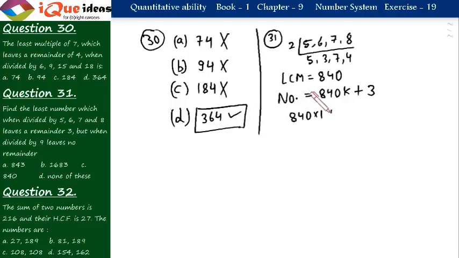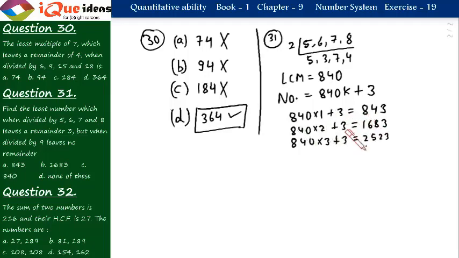Right? Now if you take the numbers like this, let's say 840 into 1 plus 3. So for example it is 843. 840 into 2 plus 3. This would be equal to 1680 plus 3. So it is 1683. Similarly, if you take 840 into 3 plus 3, you will get 2520, so 2523 and so on. Now out of all such numbers, we need to find the one which is divisible by 9.